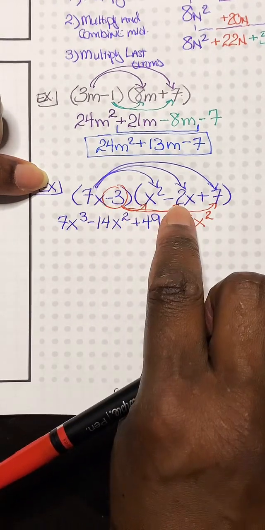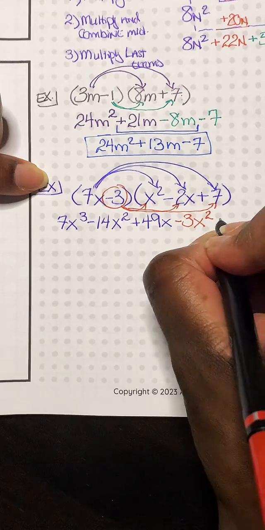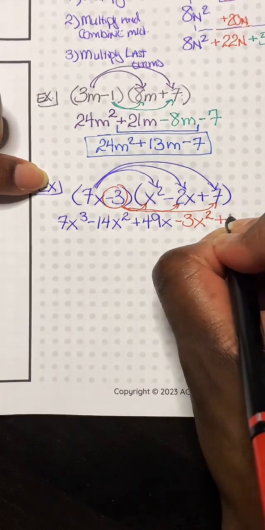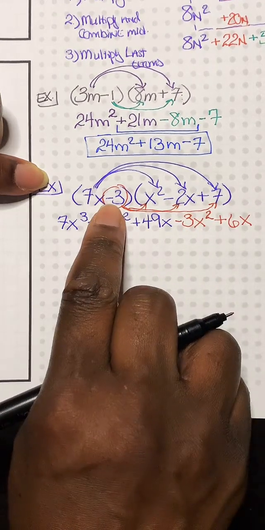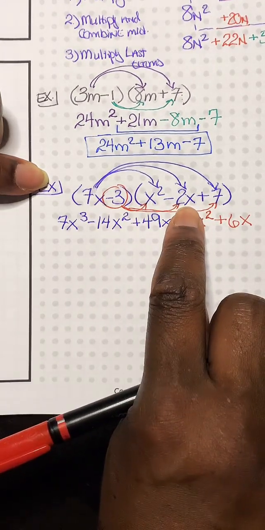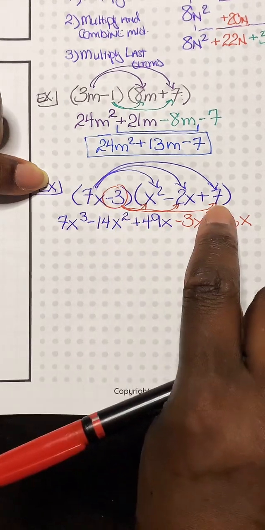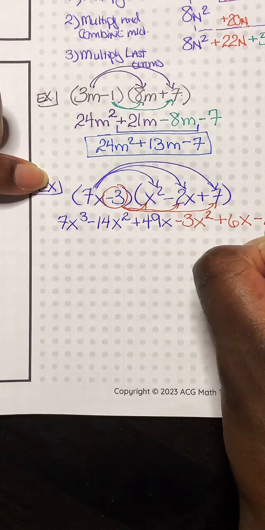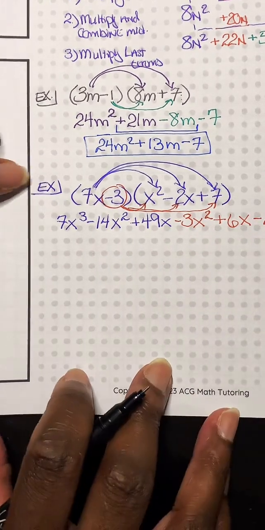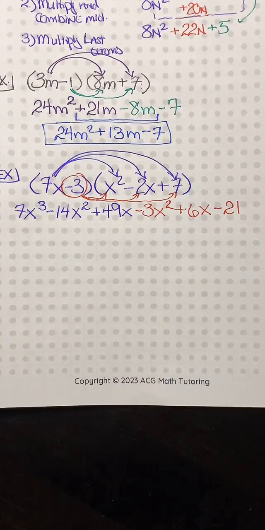Negative 3 times a negative 2, a negative times a negative will give me a positive 6x, because the 3 doesn't have an x, but the 2 does. Now, negative 3 times 7 gives me a negative 21. Okay, let me slide that over so you can see it.